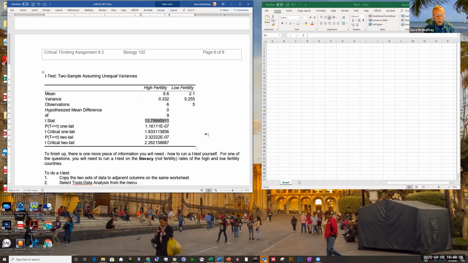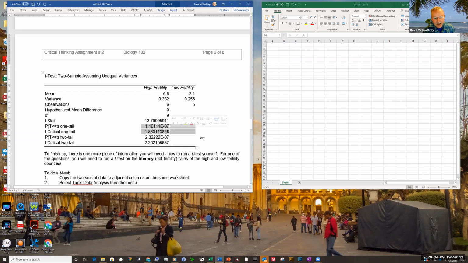So before you can look at the p-values and the t-critical values, you have to say to yourself, are we going to use a one-tailed or two-tailed test? So think about that for a second. Do we expect one of these to have a higher fertility rate than the other? Now, hopefully after thinking about that, you said, well, duh, we're calling the one high fertility, so we expect the one to be bigger than the other. And that would mean we look at the one-tailed numbers here.